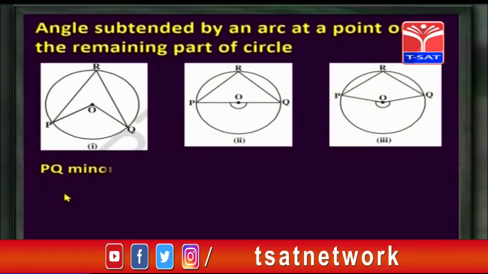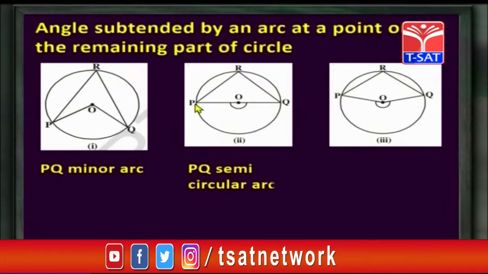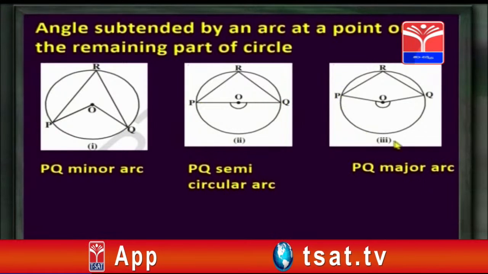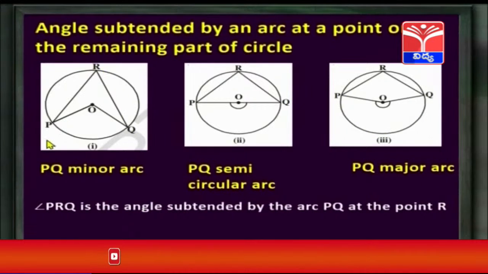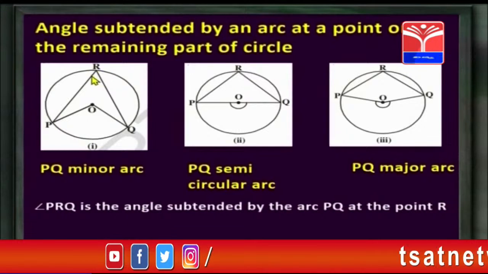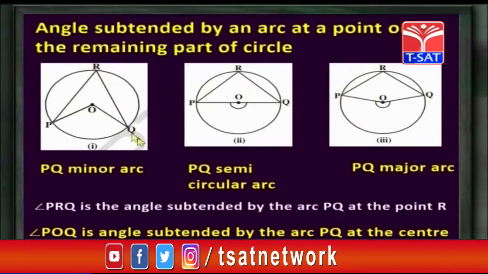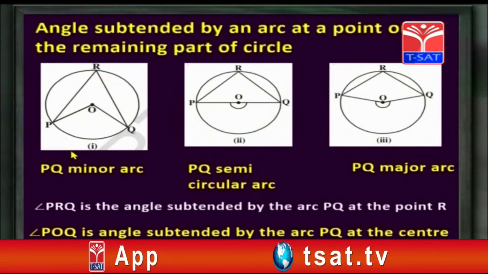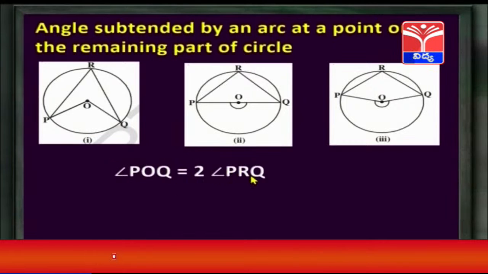The first figure, PQ is a minor arc, and if you observe, this PQ is a semicircular arc, and here PQ is a major arc. PRQ is the angle subtended by PQ at the point R, on the other part of the circle. POQ is the angle subtended by the arc PQ at the center. Now POQ is equal to 2 times PRQ.